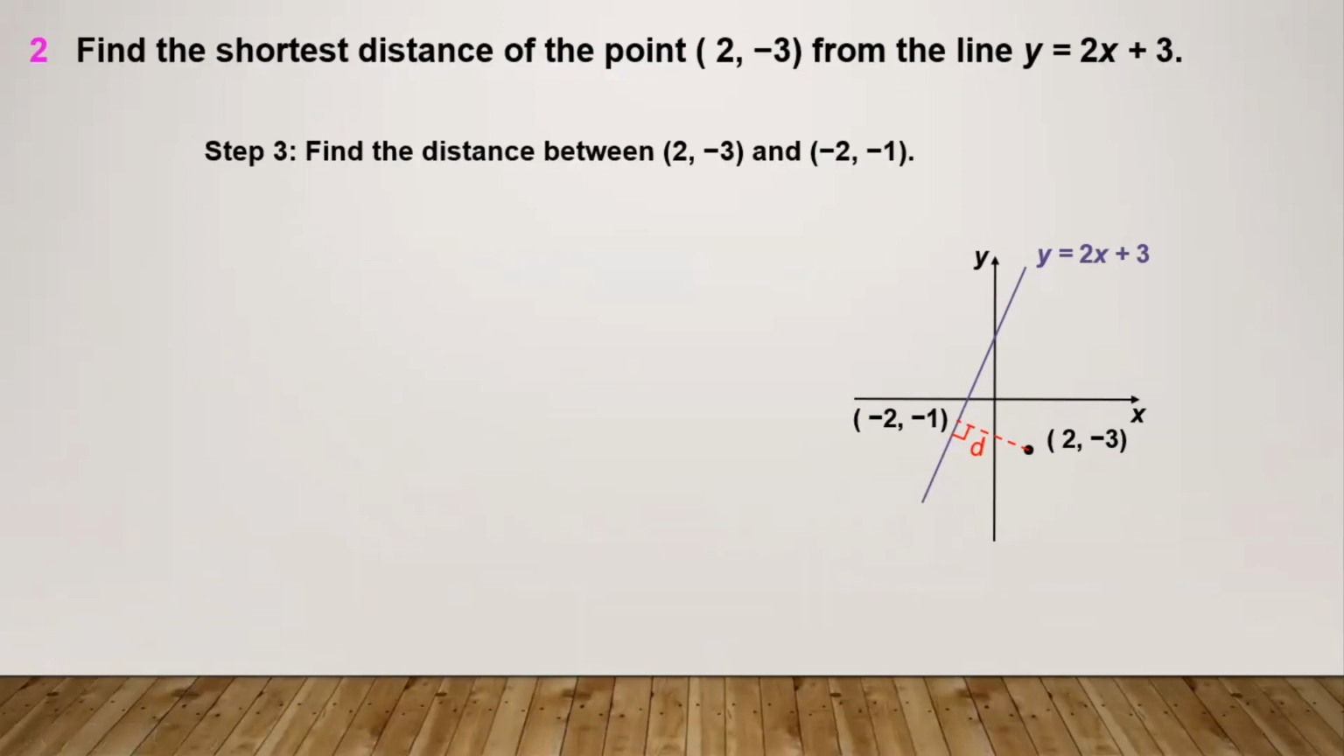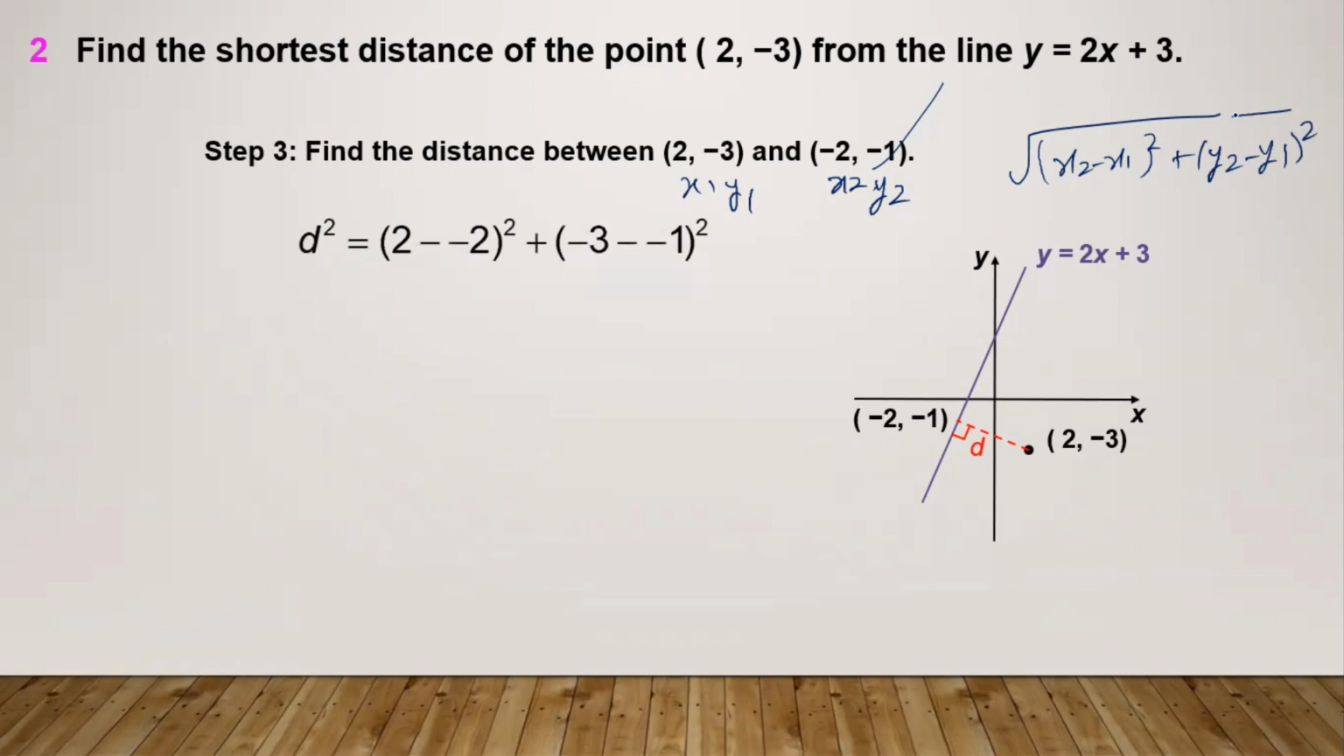Now you have to find the distance between these two points using the distance formula. We have the distance formula. This is your x1, y1, and this is your x2, y2. So we have the distance formula, root of (x2 - x1) the whole square plus (y2 - y1) the whole square. Let us substitute the values in the formula. So you get d square, that is distance square, is (2 - (-2)) the whole square plus (-3 - (-1)) the whole square.